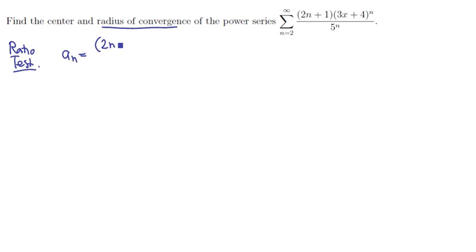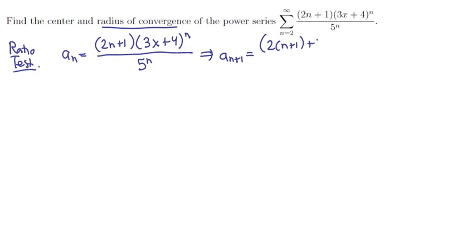It's going to be (2n plus 1) times (3x plus 4) to the nth power, divided by 5 to the nth. Next, we need the formula for the next term, which we get by replacing the n's by n plus 1's. So we'll have 2 times (n plus 1) times (3x plus 4) to the n plus 1. Remember, it's just the n's who get replaced, not the x's, over 5 to the n plus 1.